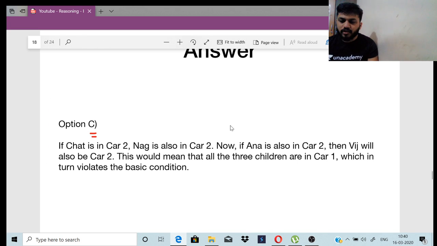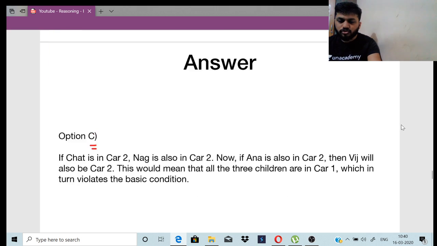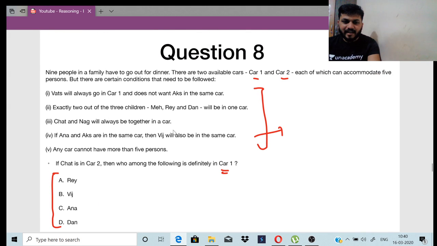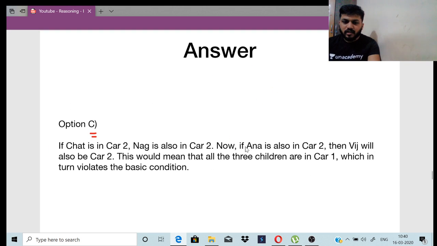If Chat is in car 2, Nag is also in car 2, right? So go back to the conditions here. Chat and Nag are always in the same car. So they both will be in car 1. Chat and Nag will always be in car 1. If Anna is in car 2, then which will be in car 2? They have told 3 children in car 1. So which will violate the condition?